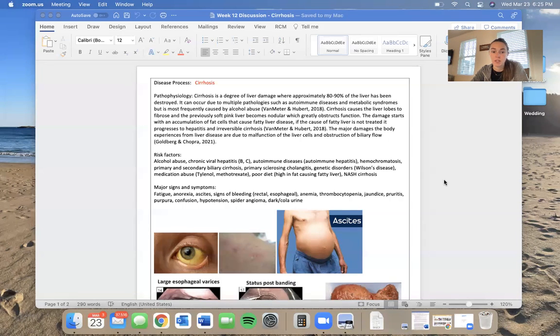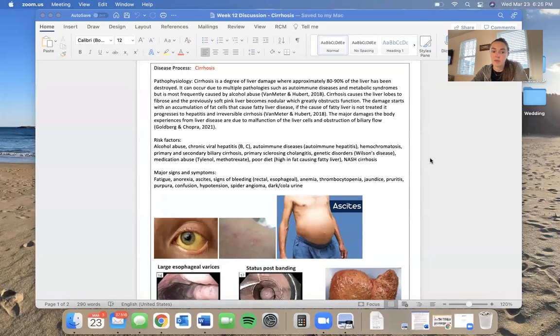The damage starts with an accumulation of fat cells that cause fatty liver disease. If the direct cause of the fatty liver disease is not treated, it progresses to hepatitis, and if that's not treated, it progresses to cirrhosis, which is irreversible. The major damages the body experiences from liver disease are due to malfunction of the liver cells and obstruction of the biliary flow.